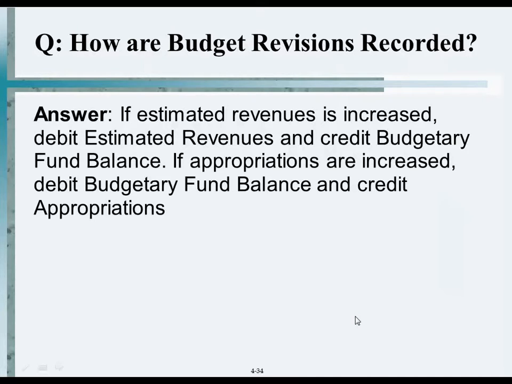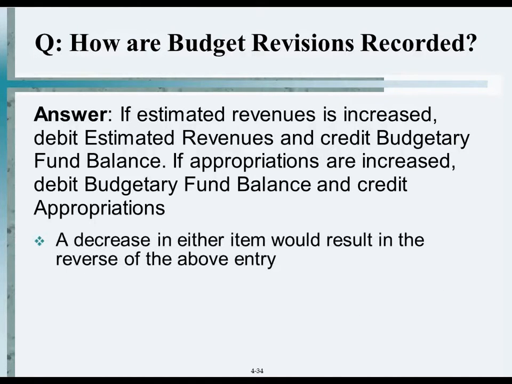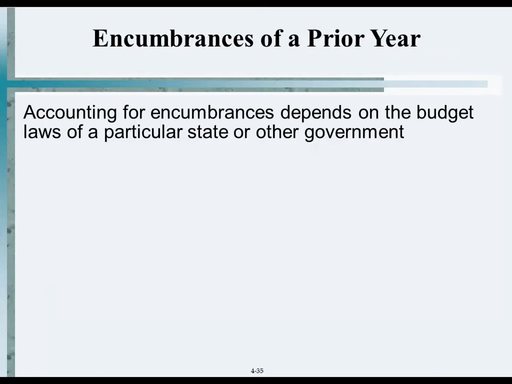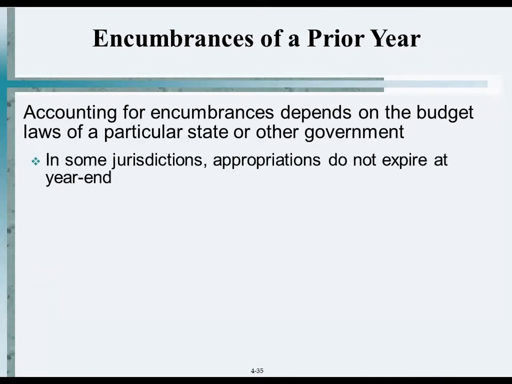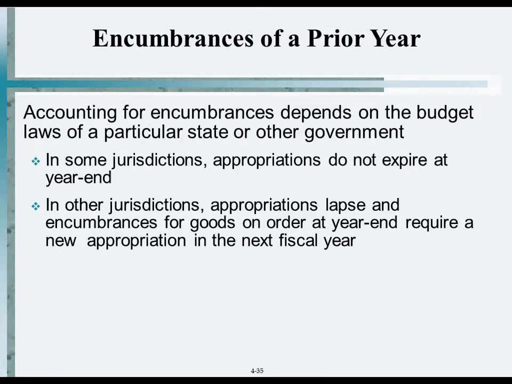Okay, so this is that discussion on the entry itself. Now let's talk about encumbrance. So you ordered an item on December 15th, a $1,000 item. You debited encumbrances, credited the account encumbrance outstanding. December 31st comes around. No item. What do?